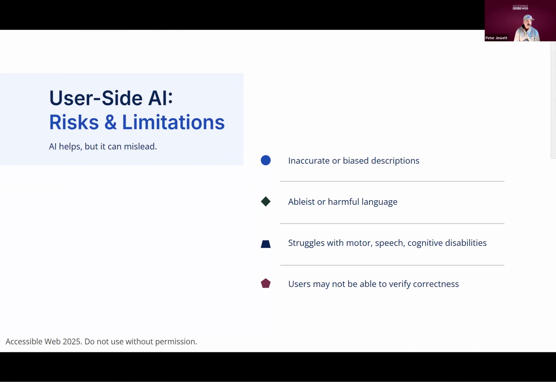So, using the Be My Eyes example, for something that's really important, you can use the AI version, but having a human available to actually verify that it's correct is going to be really, really important. So while user-side AI can empower people, it can also mislead them.